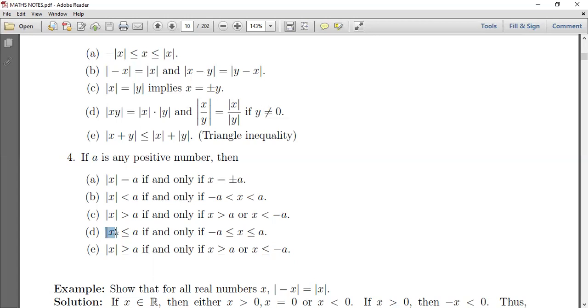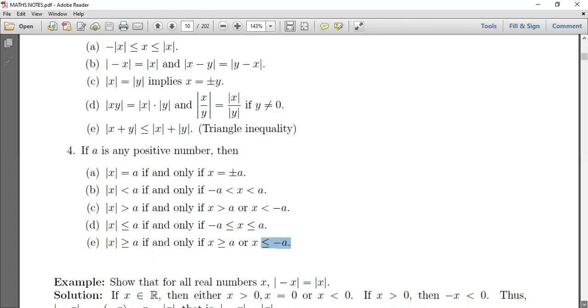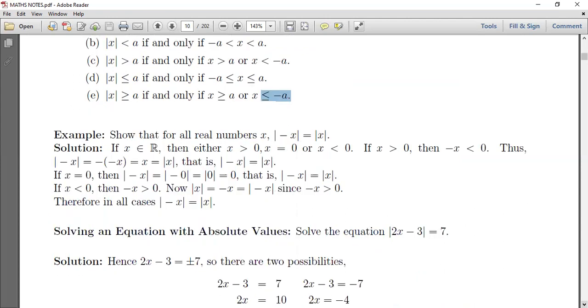Absolute of x is less than a. It means that x is between minus a and a. If absolute of x is greater than or equal to a, then it means that x is greater than or equal to a or x is less than or equal to minus a. Then we have, for any real number x, absolute of minus x is always equal to absolute of x.